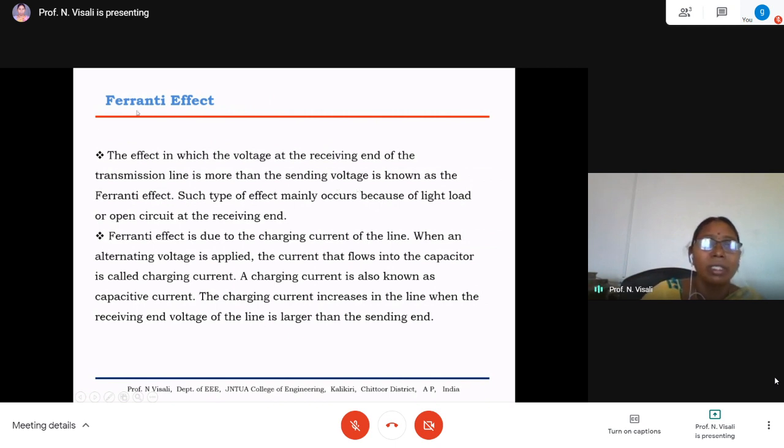Next effect is the Ferranti effect. The effect in which the voltage at the receiving end of the transmission line is more than the sending end voltage is known as the Ferranti effect.